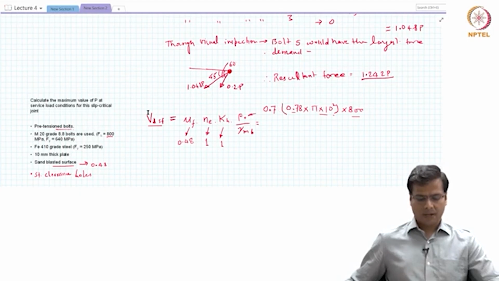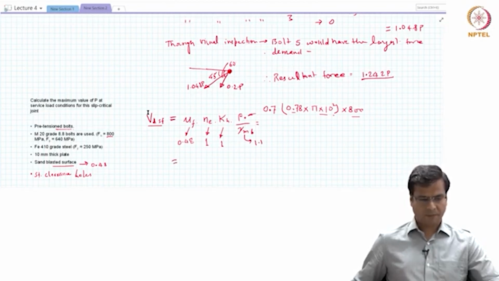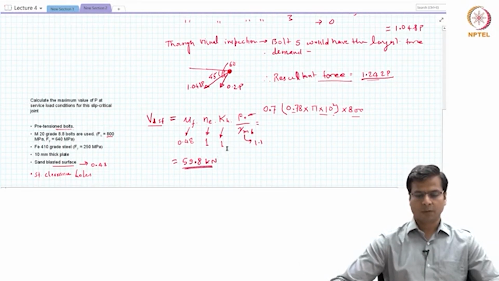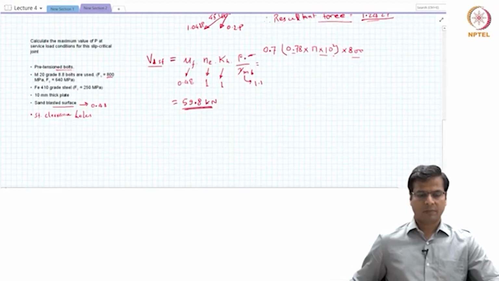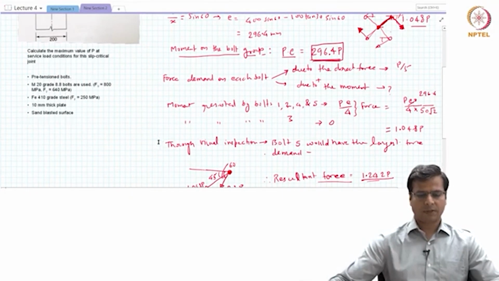Okay, so this is the proof load, and gamma MB can be taken as 1.1 for a slip critical bolt. And when we substitute all these values, this turns out to be 59.8 kilonewton. The design capacity of any bolt in this assembly is only 59.8 kilonewton, and the demand was 1.242 times P. So we can equate the two. This is the capacity and this was the demand.